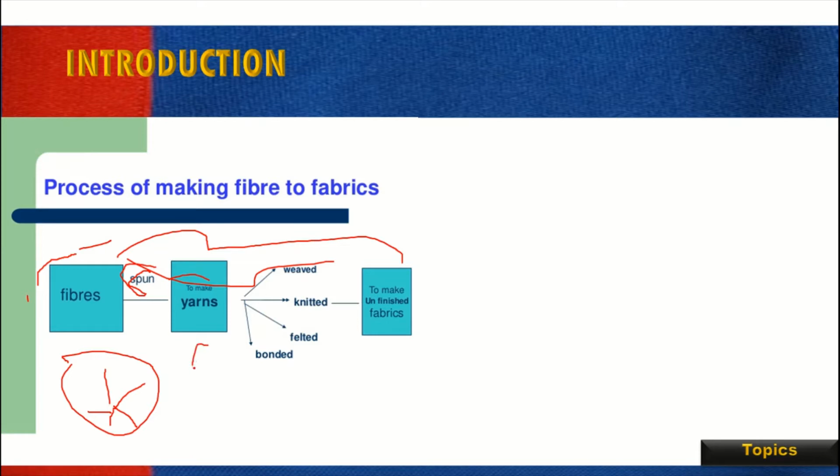How are yarns? They are like this, right? So they are weaved or knitted. These terms you will not learn now, right? To make fabrics. So this is known as the process of making fibers into fabrics, right?